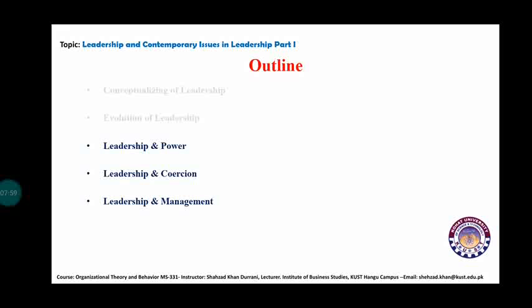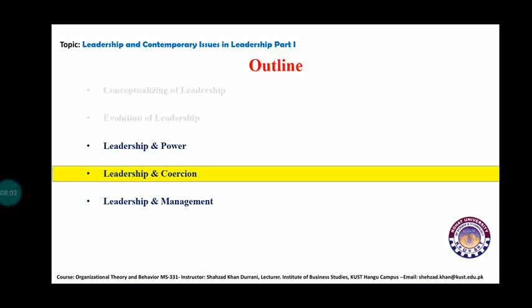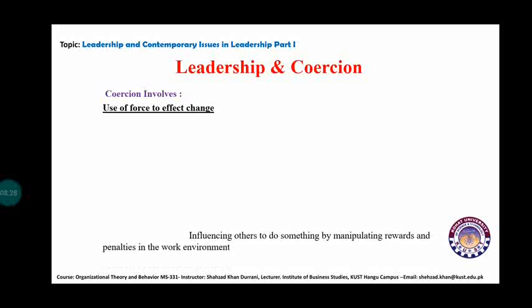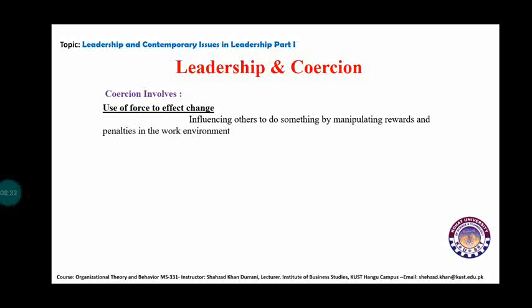The next topic that we have is leadership and coercion. Coercion involves use of force to effect change. Here you are using force, right? You are penalizing others. You are using the power that you have to force others to work for you. Influencing others to do something by manipulating rewards and penalties in the work environment, right? You are imposing some penalties because you want to take work from others, right? So that's actually called the coercion.